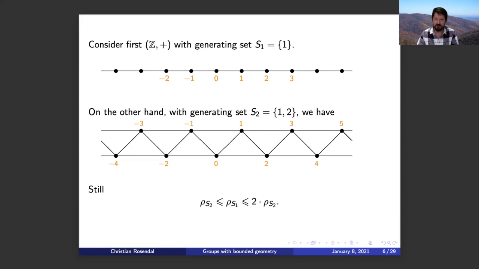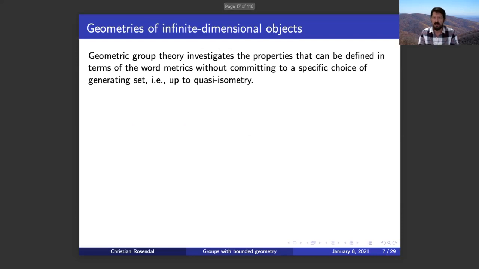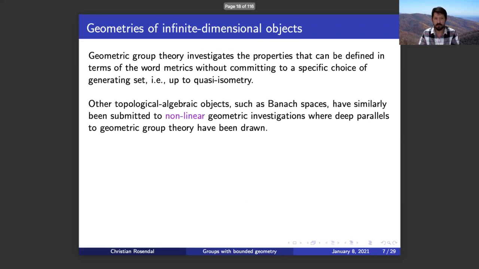That's the main, the fundamental observation in geometric group theory, that you then try to investigate the properties of groups that can be defined in terms of the word metric, but without committing to a specific choice of generating set. Okay, so what are the properties that can be formulated in terms of the word metric, but are independent of it up to quasi-isometry? Okay, that's the simplest case.